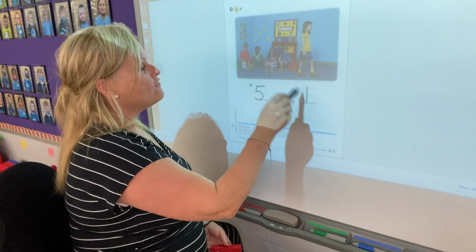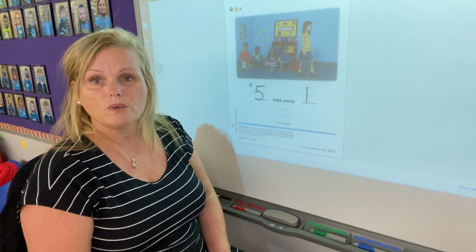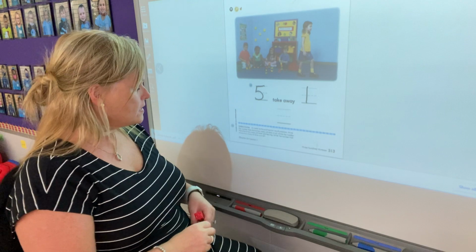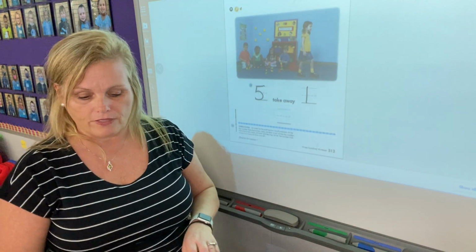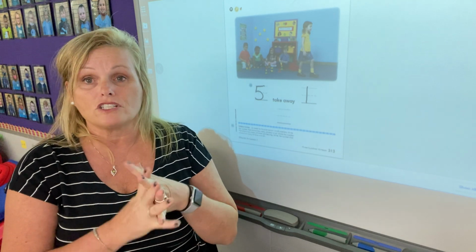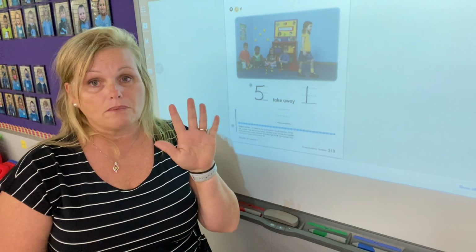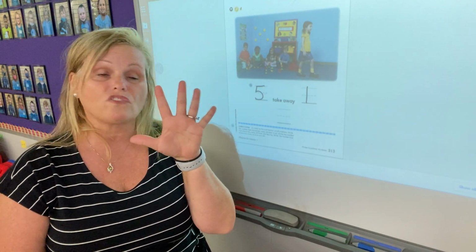So if we had 5 and we take away 1, how many will we have left? Now, boys and girls, the numbers we're using today are small enough that we could use our fingers, but eventually we're going to have to learn other strategies to help us understand how to take away or how to add. Today, our numbers are really small, so we're going to start with 5, okay?